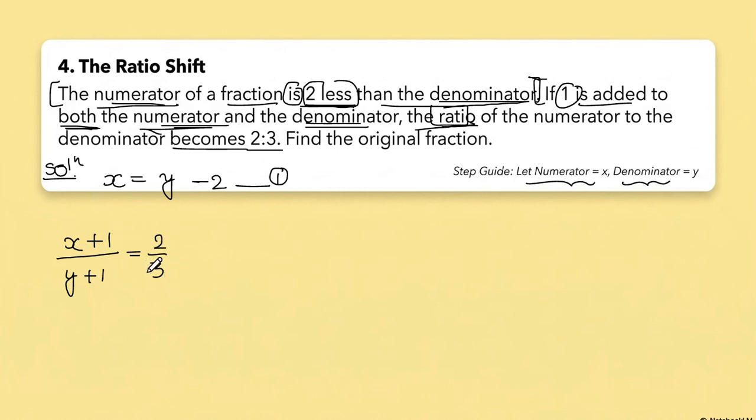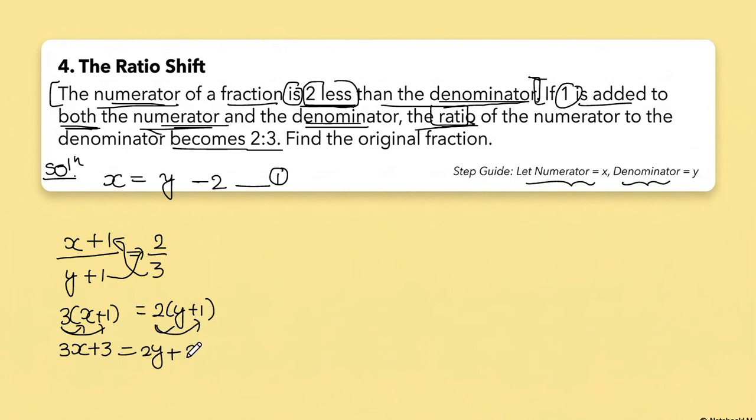So we'll do the cross multiplication. So 3 into x plus 1, which is nothing but 3 bracket x plus 1, is equal to this y plus 1 we have to multiply with 2. So 2 into y plus 1. So multiply 3 inside here. So 3 into x, 3x, plus 3 into 1, which is 3, and here 2 into y, 2y, plus 2 into 1, which is 2.